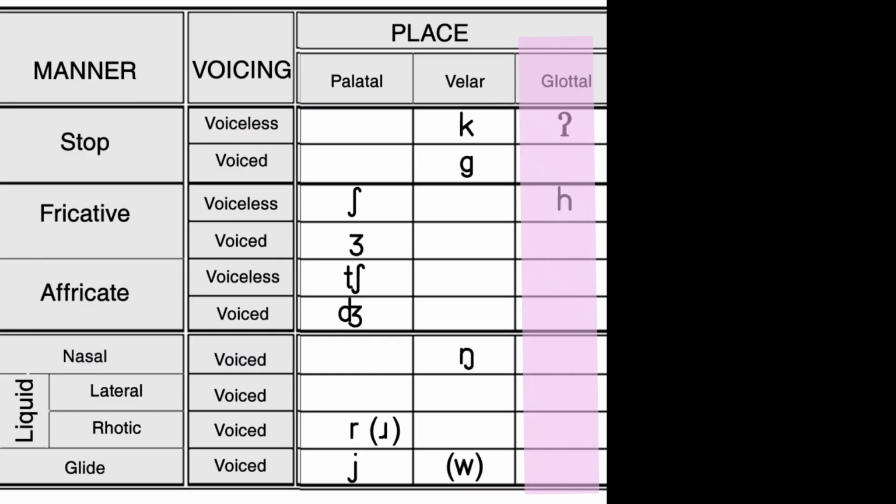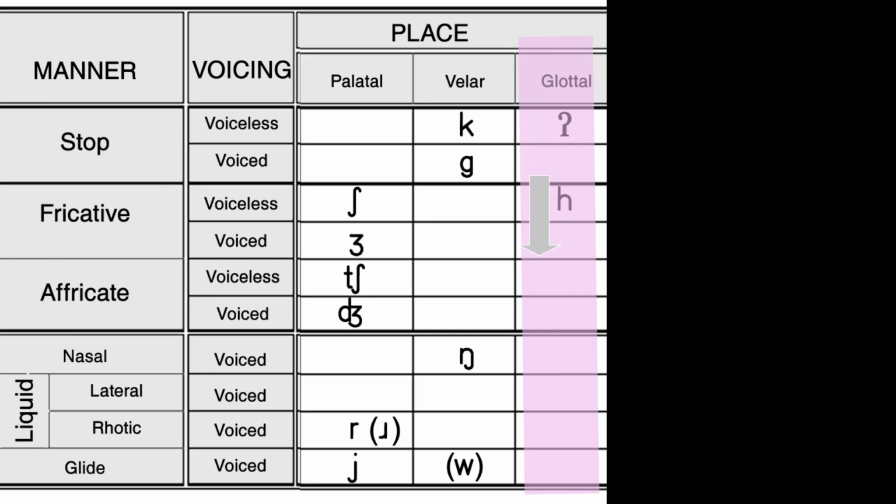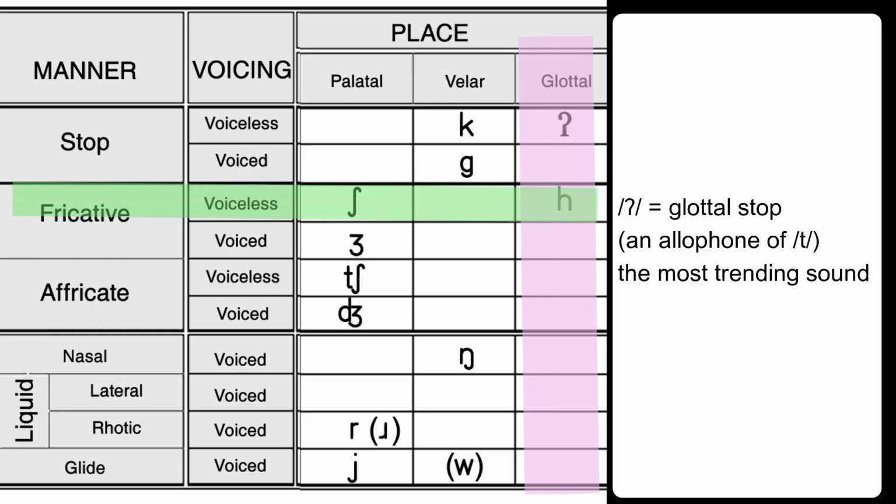Glottal. Glottal consonants are produced in the glottis, which is the opening in the vocal folds. English has two glottal sounds, ha and the glottal stop. In ha, the glottal opening is narrow enough to create some turbulence in the airstream flowing past the vocal folds. For this reason, ha is classified as a glottal fricative. The glottal stop, on the other hand, is produced by completely obstructing airflow in the vocal tract.